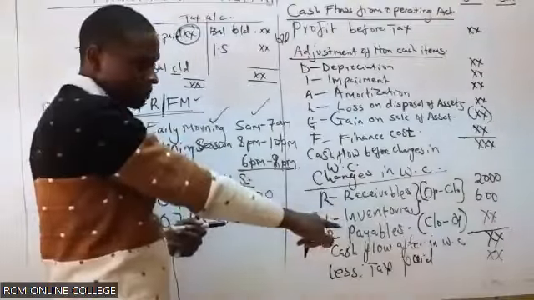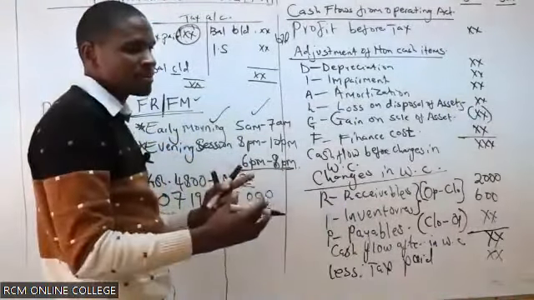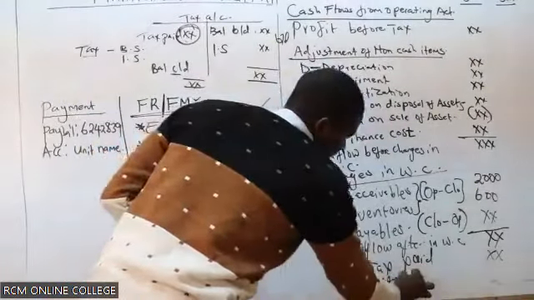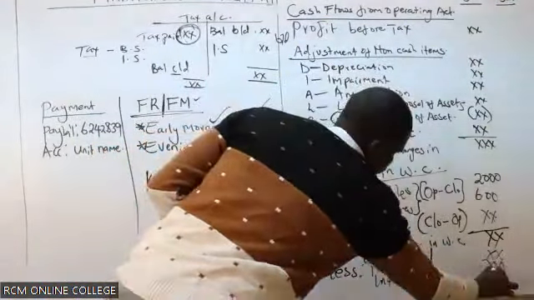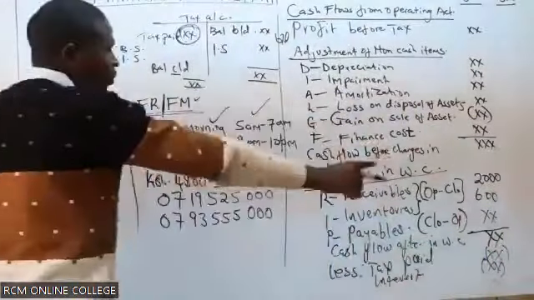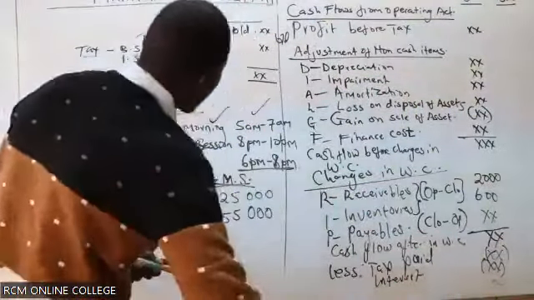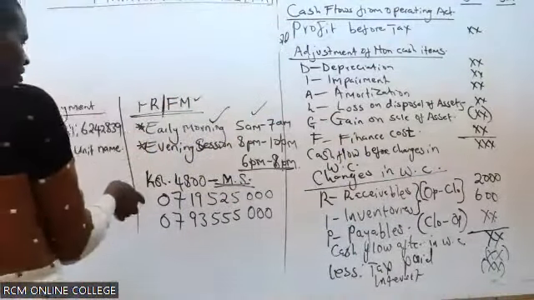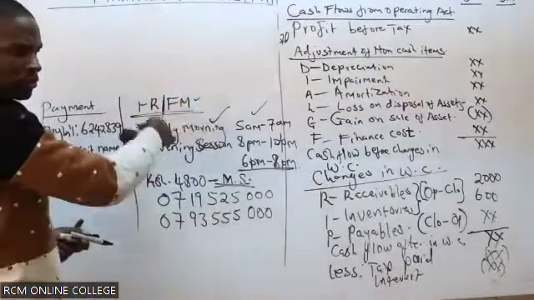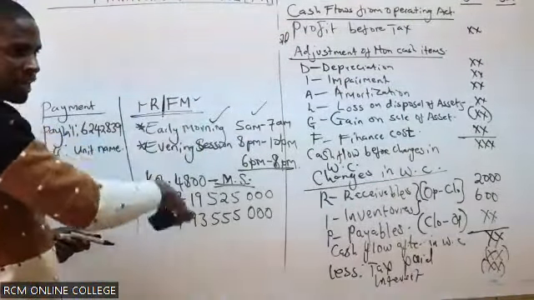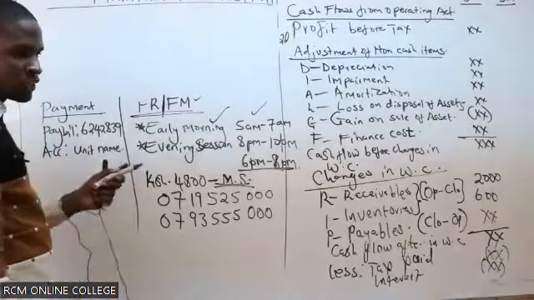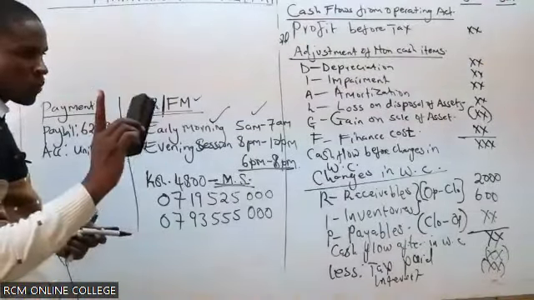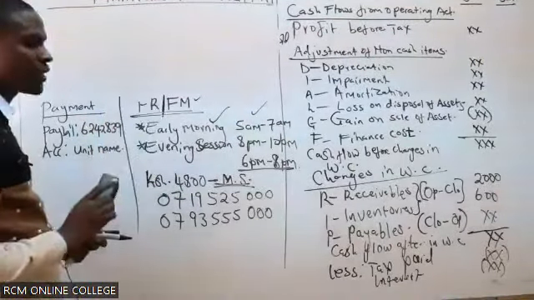So hiyo ndio utaweka wapi? Pale. Then still the same case happen to the interest paid. Still unakuja hapa, interest paid. So unafanya the same. Hizi unatoa. Ukishatoa hivyo, now we want to utilize our column number 2. Is there any question regarding this information? Swali lolote? Uliza tu swali, nitajibu. I'm going to answer.